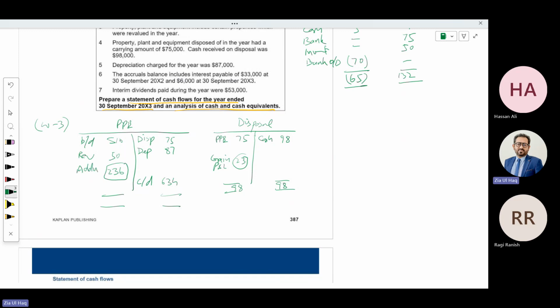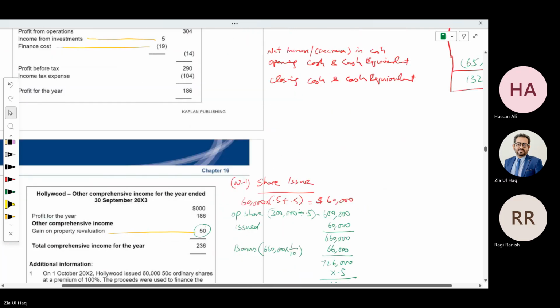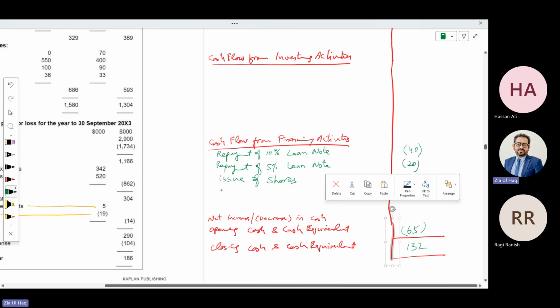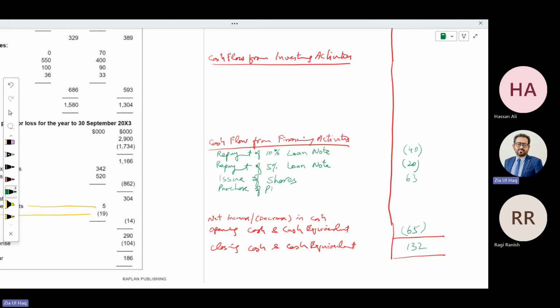This is the addition. How did we add property, plant and equipment? Purchase. This means we paid money for this. Where should we record this? Financing activities. Purchase of property, plant and equipment from working 3. How much? 236. Inflow, outflow.